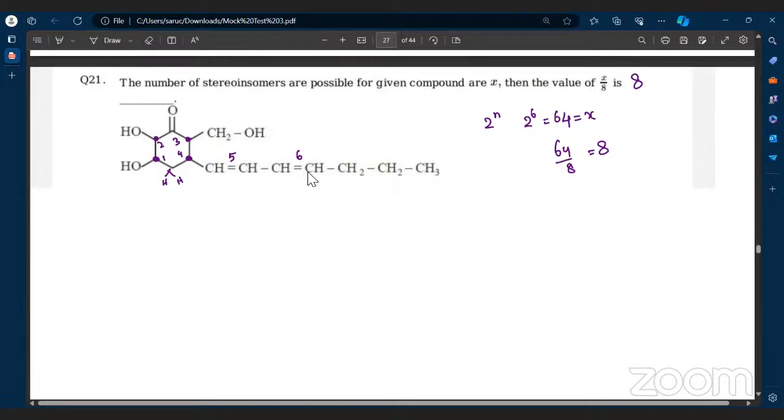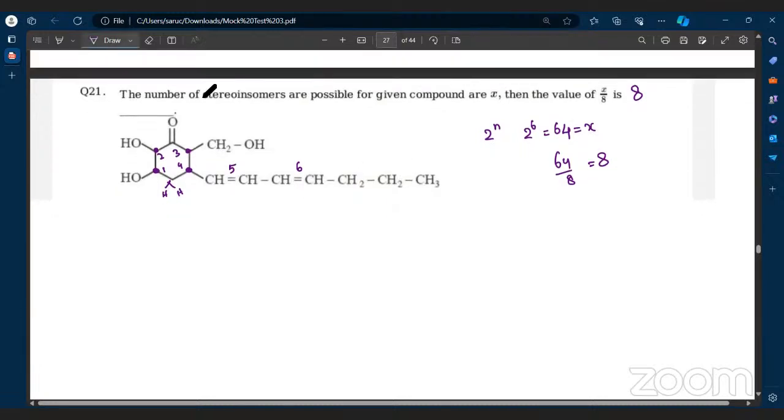Okay, so here you have to check both optical as well as stereo isomers. So here you have 2 double bonds and 4 chiral centers. So totally it is going to be 6. And evaluate, you'll get 8 as the answer.